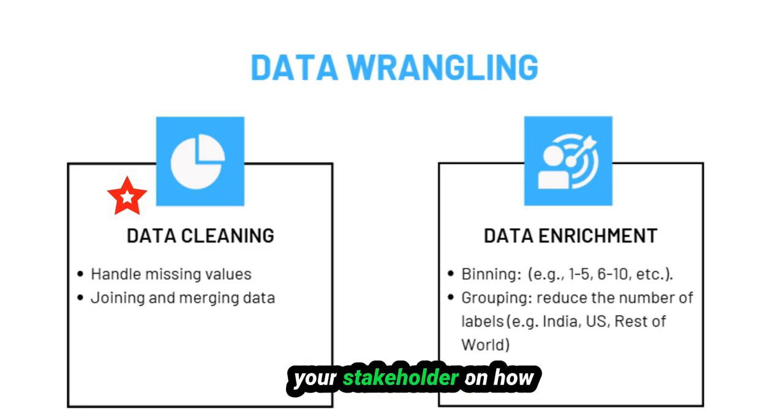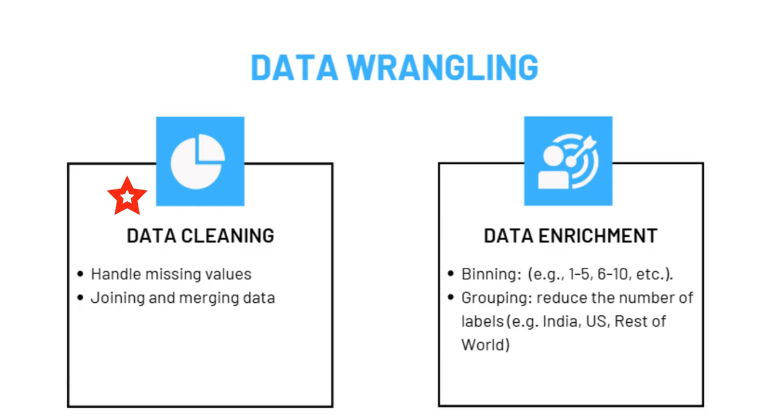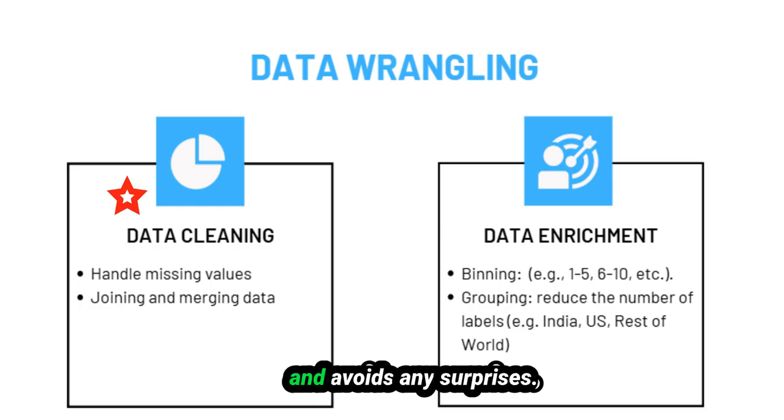Feel free to check with your stakeholder on how they would like the missing values to be handled. You can also make an initial assumption whether you are removing those records or filling them with a mean or average, and then confirm your approach with them. This ensures alignment and avoids any surprises later. Data cleaning would also mean joining and merging data from multiple sources. This helps you create a single cohesive data set to work with.